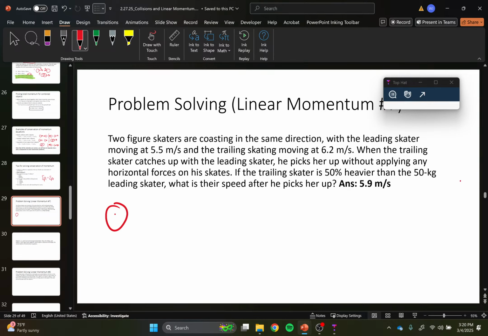So in the initial, you got blob 1. That's the trailing skater, and they're moving. Velocity 1 initial equals 6.2. And then you got blob 2 moving along. If you call this V1 and V2, that's fine. I put the V1 initial and V2 initial. It just helps with being more precise and having a better sense of, oh, this is the beginning. By putting little i's next to it, you know it's the beginning. Because otherwise you don't know whether it's the beginning or the end if you look at these.